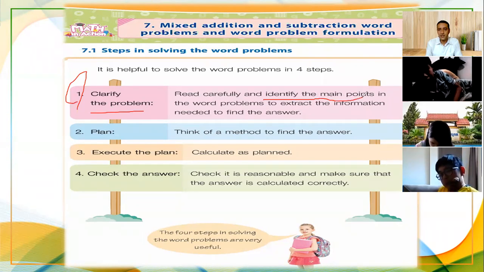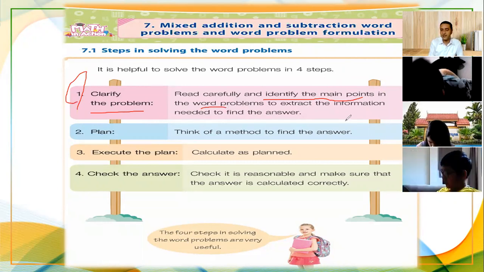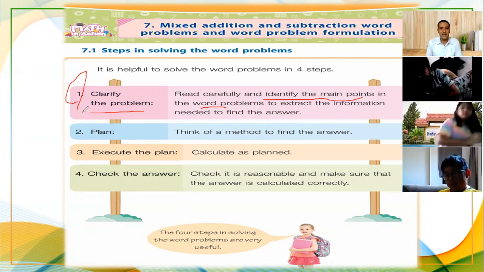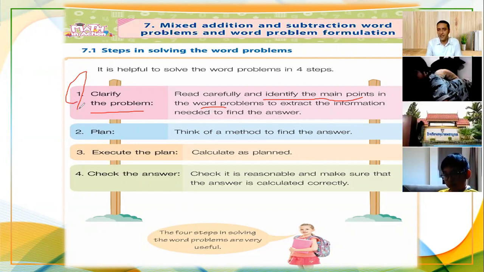We have to identify the main point in the word problem to extract the information needed to find the answer. Which means, first of all, we have to understand the problem, what information we need to find and what is being asked in the problem. Then we can answer. So step number 1 is clarify the problem.